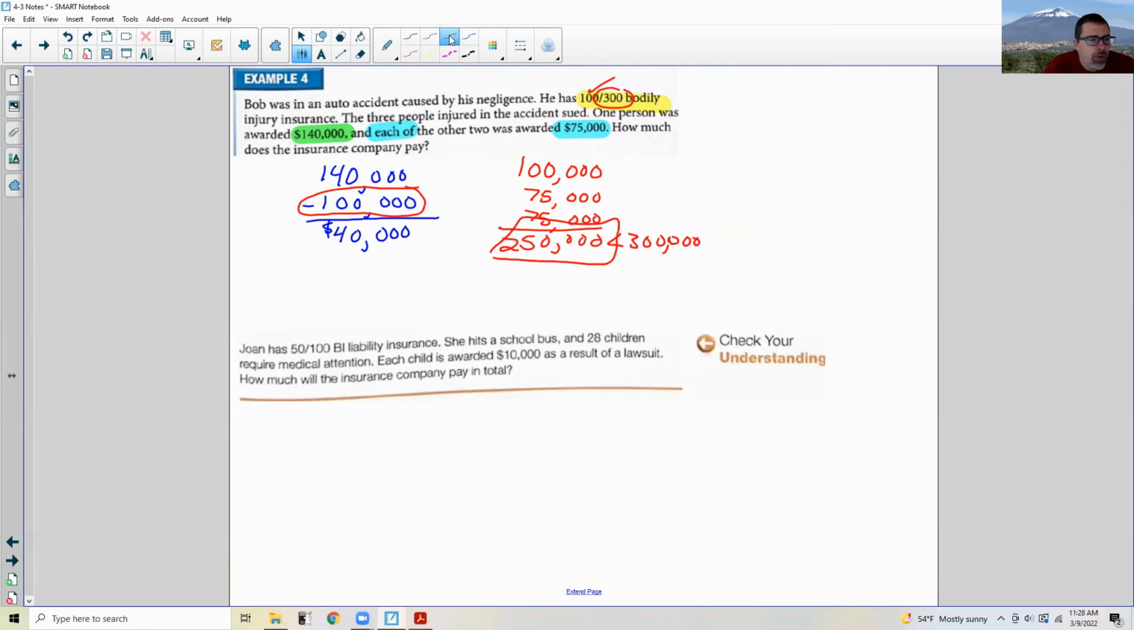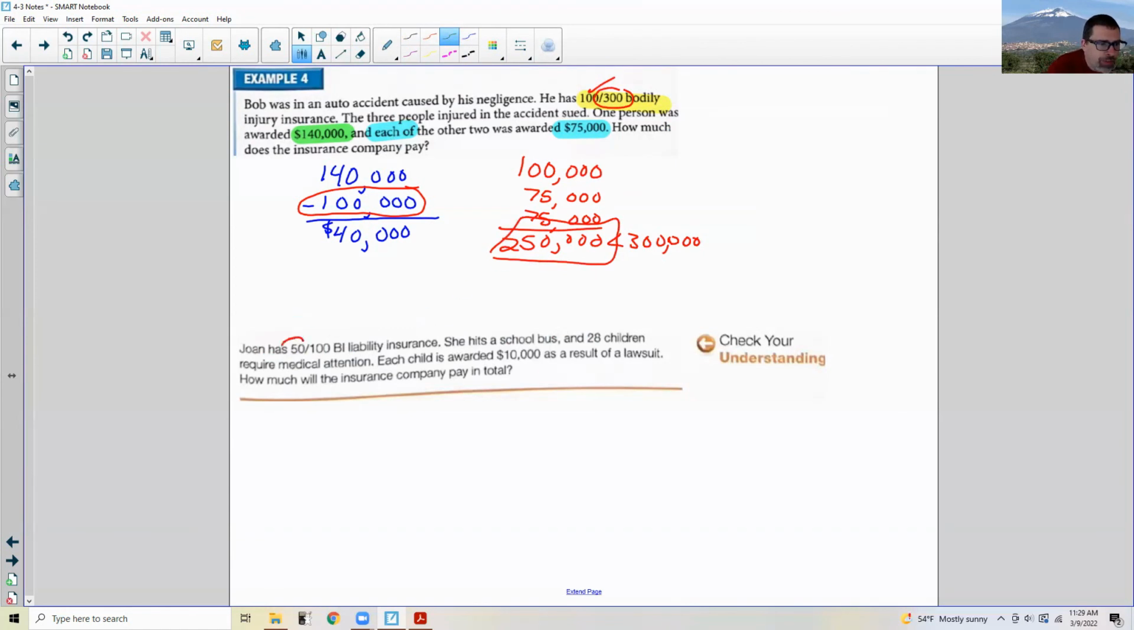All right, so now Joan has 50/100 bodily injury liability insurance. She hits a school bus and 28 children require attention. Each child is awarded 10 grand as a result of the lawsuit. How much will the insurance company pay in total?